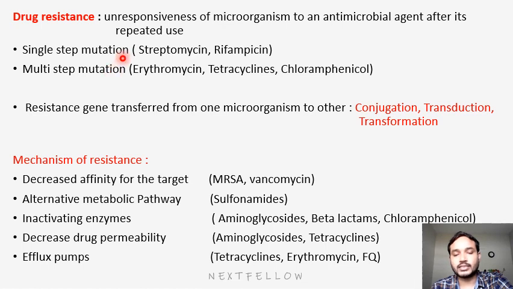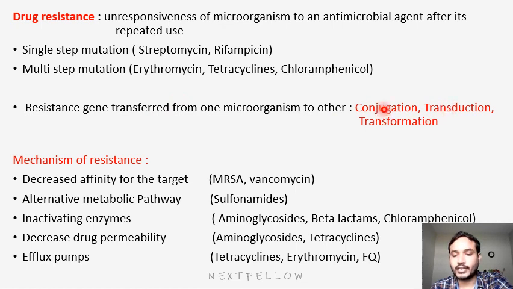Okay, this resistance may be of two types: single step mutation or multi-step mutation. Drugs which show single step mutation are streptomycin and rifampicin. Next, multi-step mutation is seen with erythromycin, tetracycline and chloramphenicol. Once drug resistance, meaning a drug resistant gene, is formed, that resistance gene is transferred from one microorganism to another by three mechanisms: conjugation, transduction or transformation.